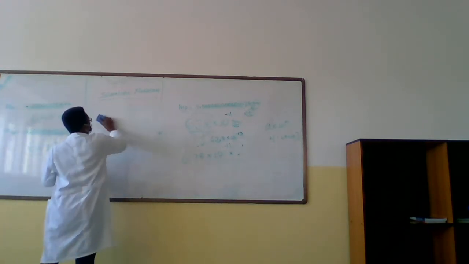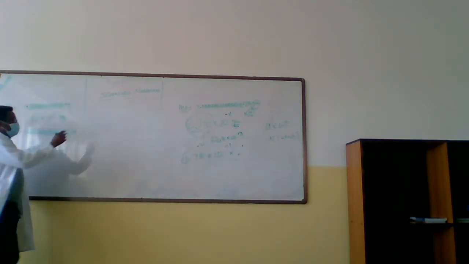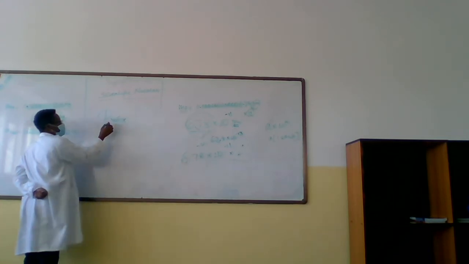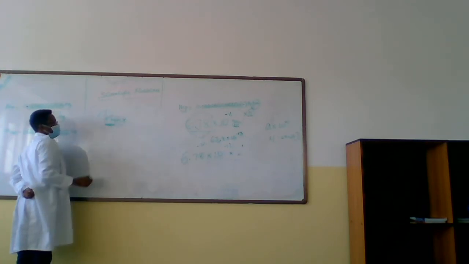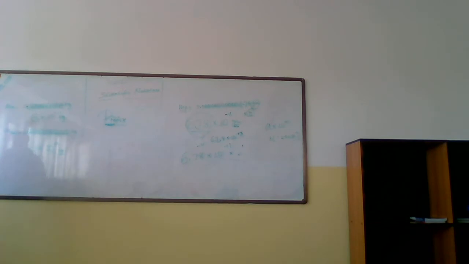There are some prefixes. Prefixes are words written before other words, and they represent a multiple of 10, like 10, 20, 30, whatever 10, whatever 100, whatever.